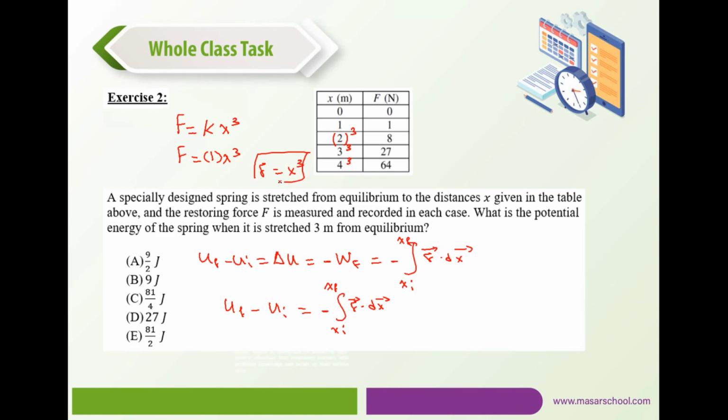Now after we have determined the expression of F given as x cubed, let's check if this expression gives us perfectly the results. When x is 0, f is 0. When x is 1, f is 1. When x is 2, f is 8. X is 3, f is 27, so on and so forth. Now we can replace f by x cubed.